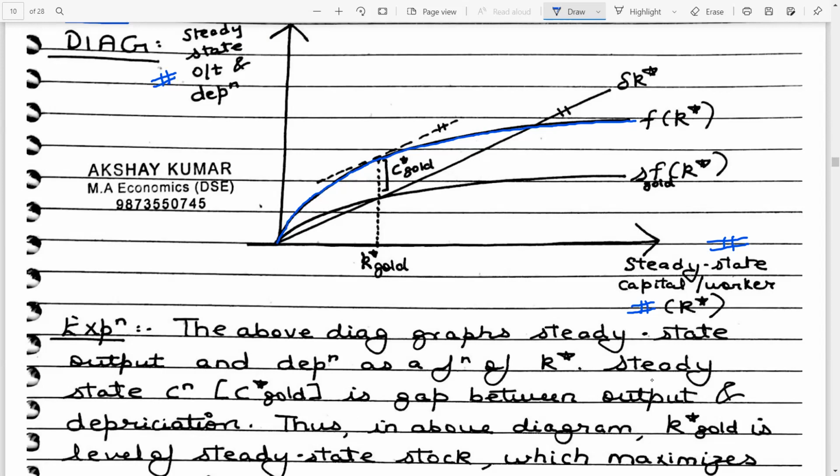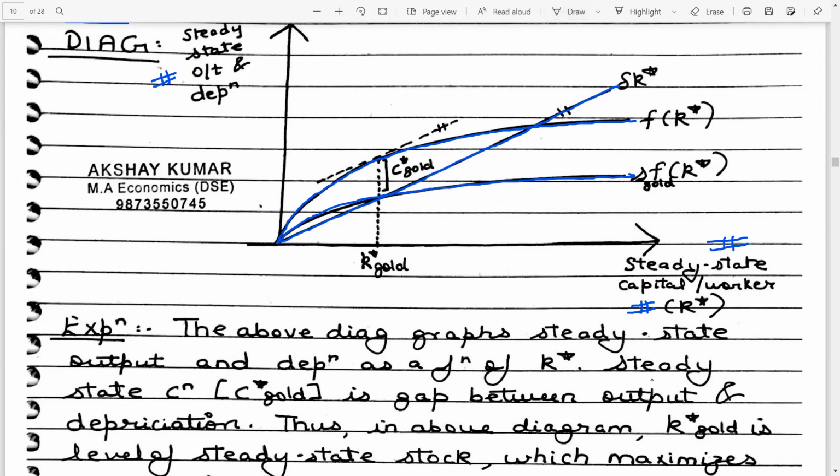In the previous diagram, from the capital stock per worker, we were choosing the steady state. Now, from all the steady state levels of capital stock per worker, we are choosing the golden steady state level of capital stock per worker. So you can clearly see this is my output curve. This is my savings curve, S f of K star. This is my delta K star line.